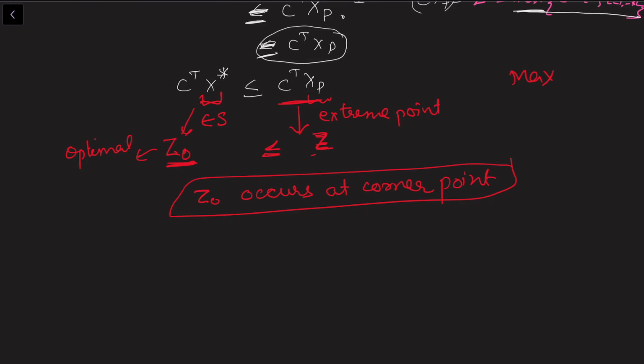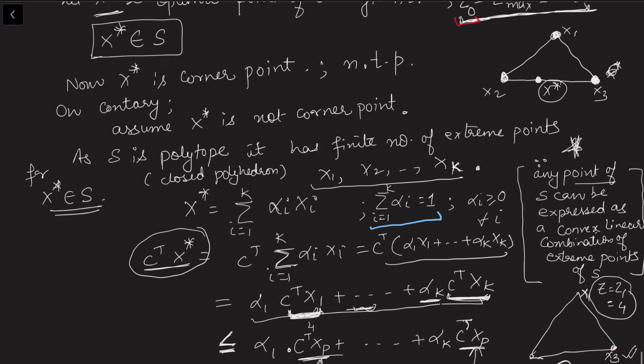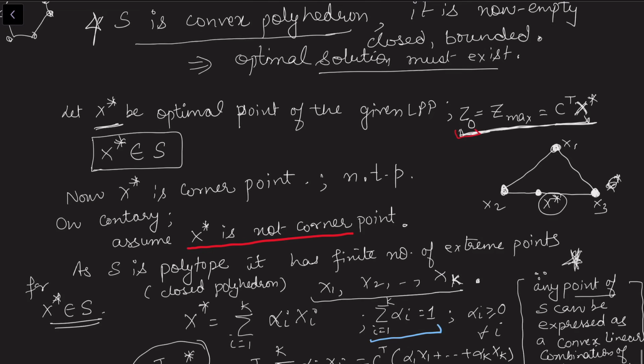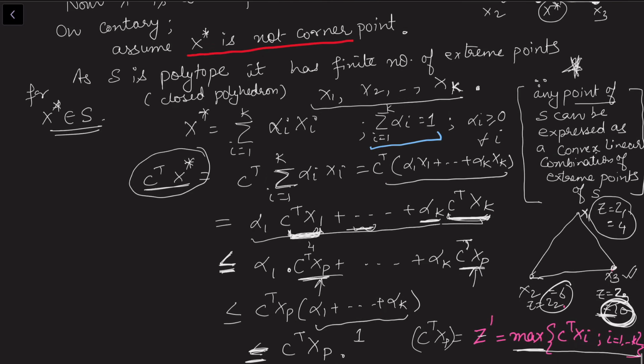And now if I want to relook the steps of the proof of the theorem, you can see that first I have assumed that x star is not a corner point and it is also giving me the best value. So here I have considered that this is the optimal solution. With the optimal solution lying in the feasible region, I must write it as a convex linear combination of the extreme points. You assume that there are a finite number of extreme points. It is possible because our feasible region is a polytope, a closed polyhedron, and then we replace it by the maximum value occurring at the corner point.